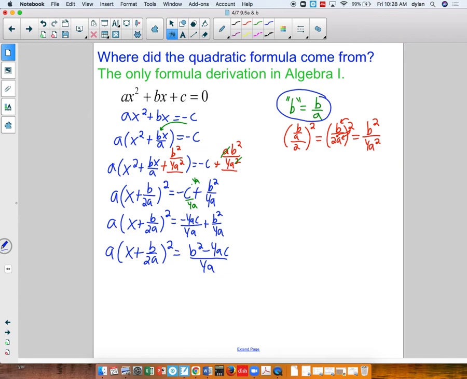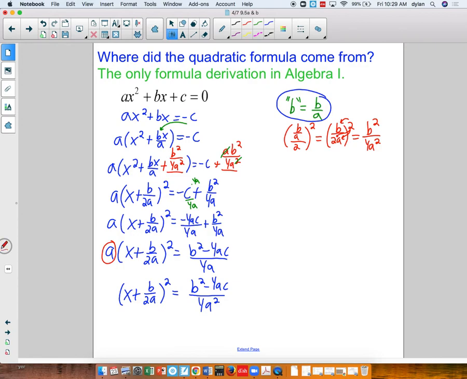So we're getting close because you can actually see a lot of the quadratic formula here already. We've got our b over 2a on the left side. We've got our b squared minus 4ac on the right side. So our next step is we need to divide both sides by a because we want to get rid of this a on the left side so we can solve for x. So on the left side then we'll have x plus b over 2a squared. And on the right side, when we divide by a, the a just goes in the denominator with the other 4a. So it becomes b squared minus 4ac over 4a squared.